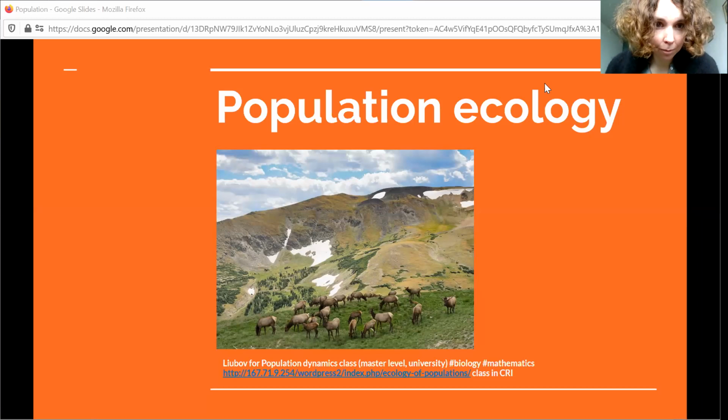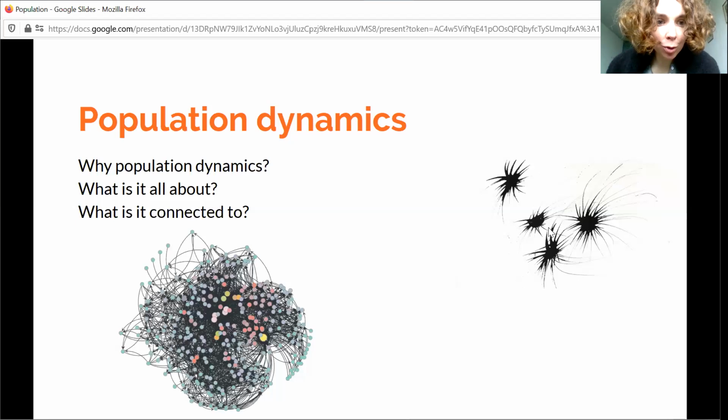So there are two main reasons why population ecology, why population dynamics. One of the first ones is because population dynamics is directly related to understanding the status of our society, about the ecosystem we live in. That's why it's a topic which is really important in general to understand.